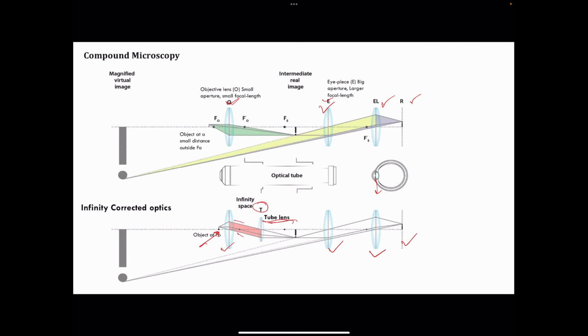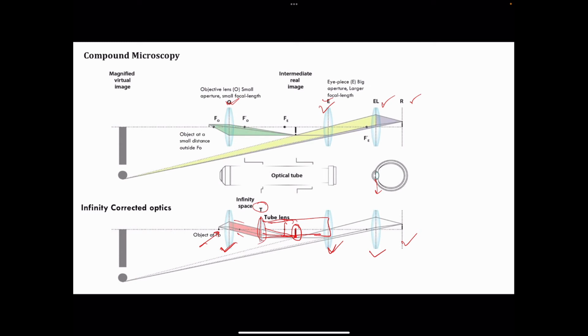So these are the parallel beams of light which are coming from the objective lens. And if you keep the tube lens here, this tube lens is going to converge your rays at one point where this image will be formed. Now again, the distance between the eyepiece and the objective is maintained such that the image that is formed is inside the front focal plane of your eyepiece.